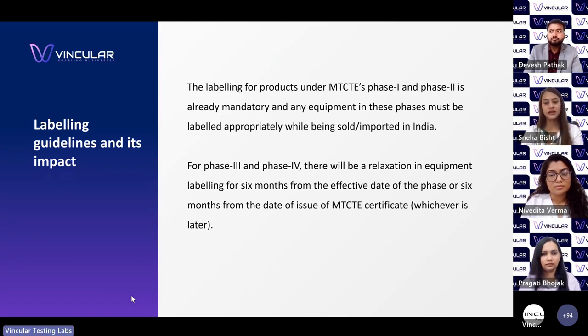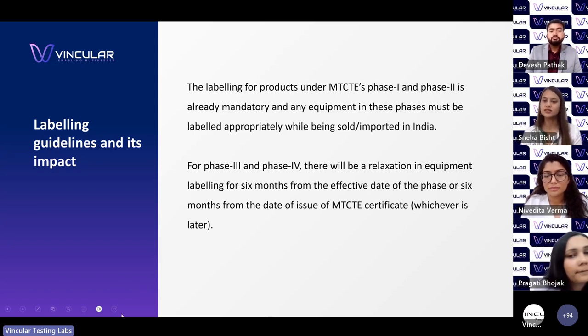Now, labeling is a very important part of any product's regulatory certification scheme, and manufacturers have to go that extra mile to ensure that their products are labeled in a correct manner before making that market entry. Now, TEC being a new regulation, there is a relaxation in equipment labeling from TEC for a period of 6 months from the effective date of the phase, or 6 months from the date of the issue of the MTCTE certificate, whichever of the two is later.